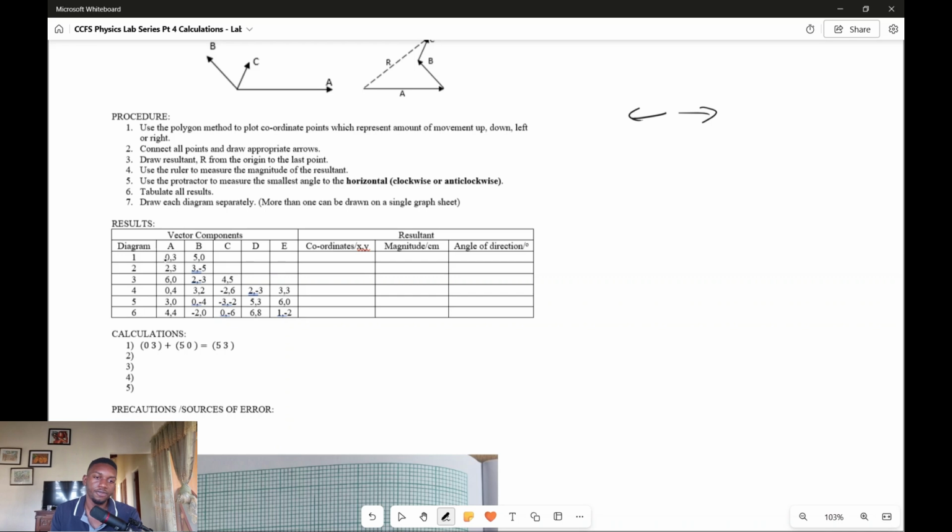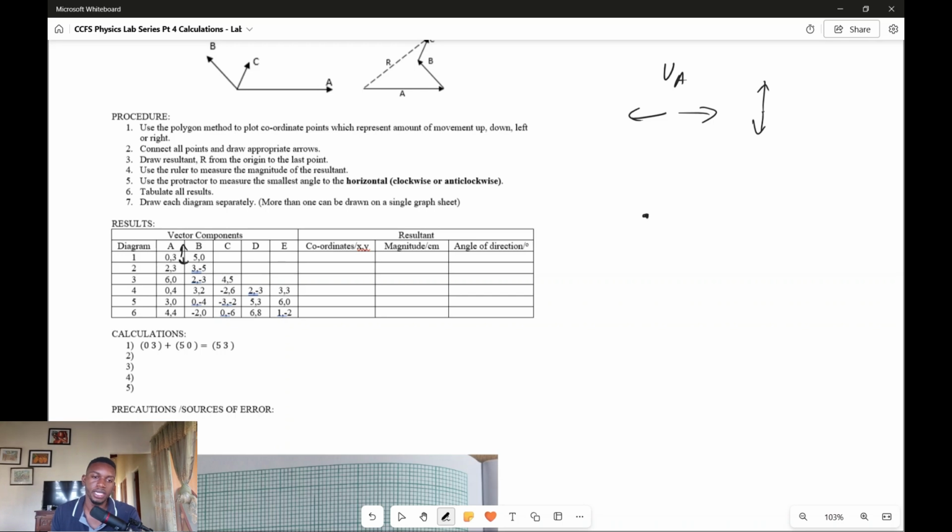Now it says the first number here for vector A, VA, is 0. So it's not moving to the left nor right, but it's moving 3 spaces. Now this second number is the vertical axis, so this is going to be up or down. Up is positive, down is negative. So if the second number is positive, it means it's going up. If it's negative, it's going down. So basically that's our convention.